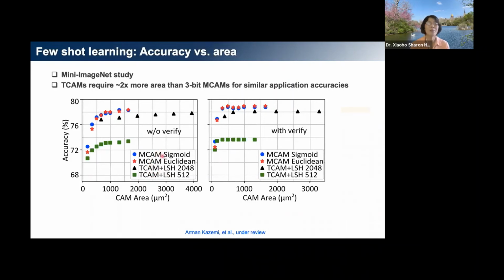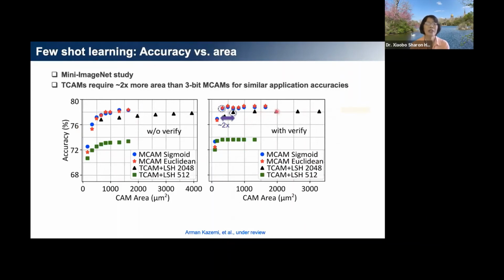Both MCAMs are based on 512. And for the Tcams, one is 512, one is 248. So immediately you see that for the same size, same area, the Tcam with 512 design is just not going to cut it in terms of the accuracy, especially when you don't do verify. Even if you do verify, it still doesn't help a whole lot.